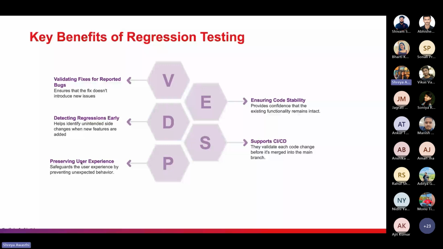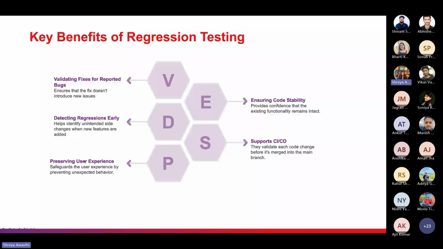So the second point is detecting regression early. Sometimes the changes we perform in the code are unintentional. By performing regression testing, we regularly check and catch these issues early, before they reach the users or production. The sooner we find the problem, the sooner it is to fix. So it is very important to detect regressions as soon as possible.